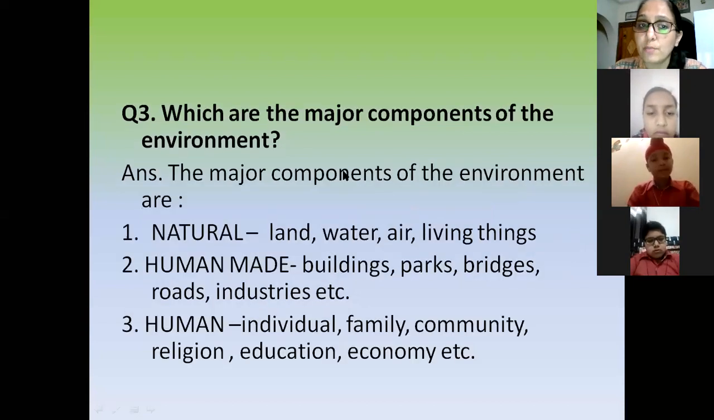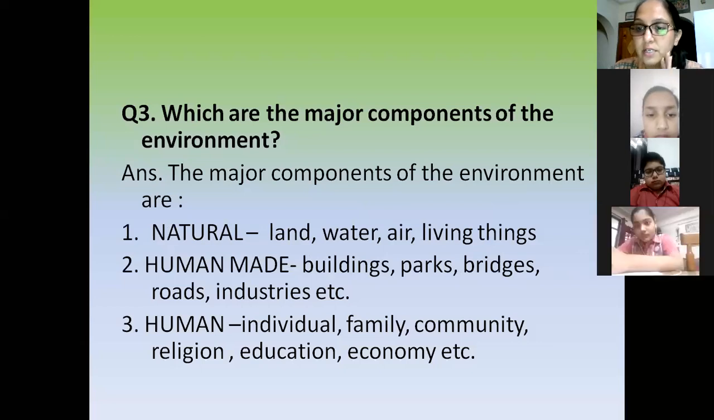Okay, what are the major components of environment? Yesterday I showed you a flow chart which said that major components of environment are three types. One is natural, which we have just discussed: living things, water, land, air, all these are natural elements. Then we have human made, what humans have constructed, developed, made. What is that? Buildings, parks, bridges, roads, industries, factories, houses, your societies, schools, monuments, all these are human made.